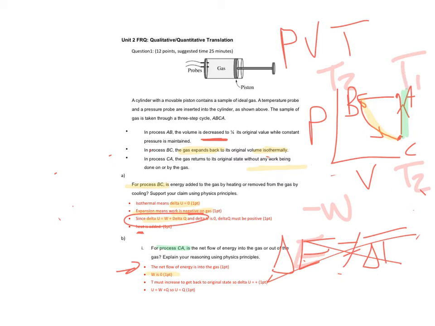You could have used the ideal gas law, PV = nRT. I don't care how you wanted to get there, but somehow you had to explain that T had to increase. And then again, using the first law as we had down here, you had to state that delta U would be equal to Q since there's no work. And so since U is positive, Q is positive. There were different ways to get there, but that was the gist of it. So that was 4 points for that.